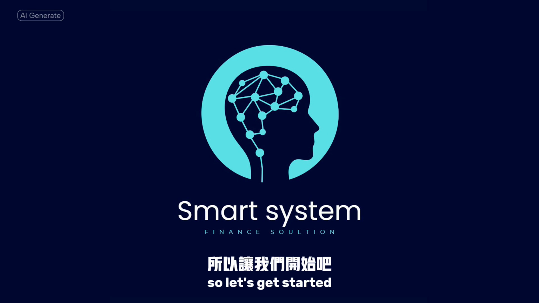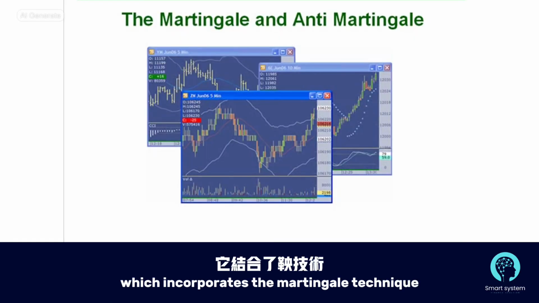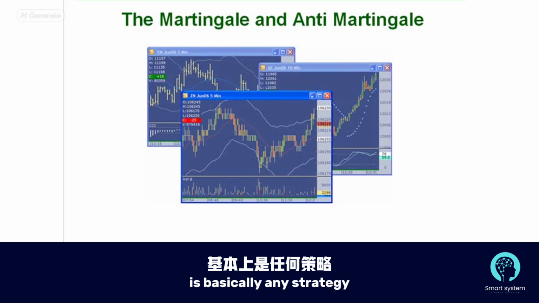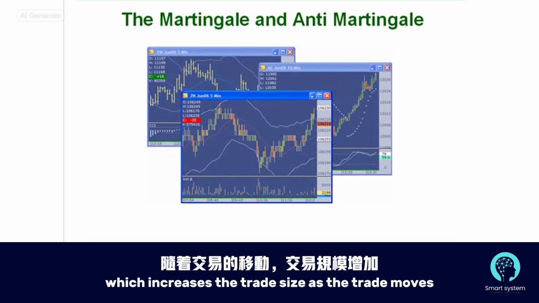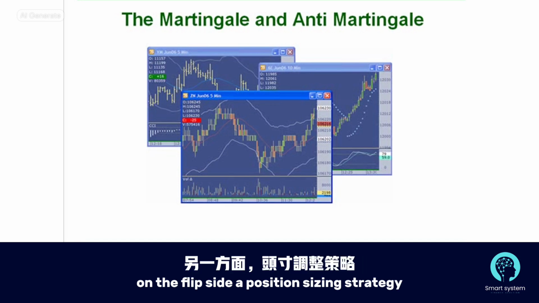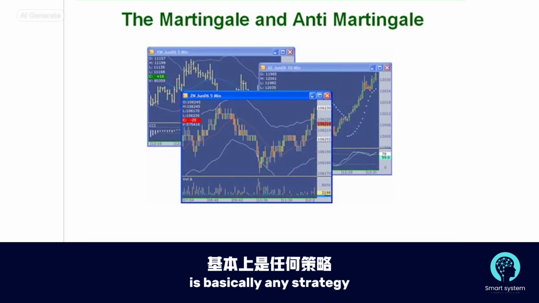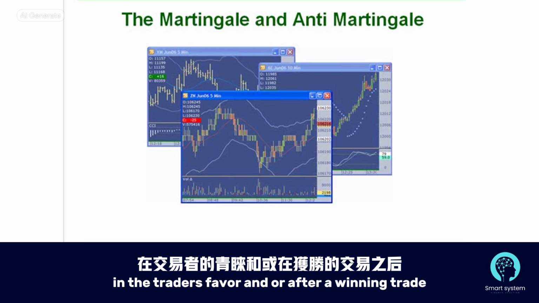So let's get started. A position sizing strategy which incorporates the martingale technique is basically any strategy which increases the trade size as the trade moves against the trader and/or after a losing trade. On the flip side, a position sizing strategy which incorporates the anti-martingale technique is basically any strategy which increases the trade size as the trade moves in the trader's favor and/or after a winning trade.